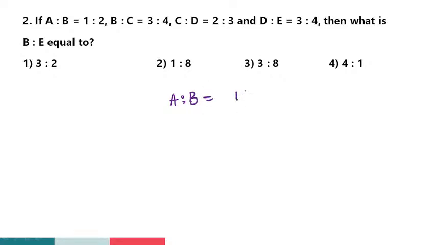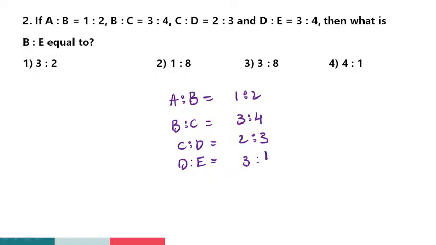A is to B is 1 is to 2, and B is to C is 3 is to 4, and C is to D is 2 is to 3. D is to E is 3 is to 4. Find out the B is to E. What is the answer, guys? Anyone? All of you, please respond in chat box.